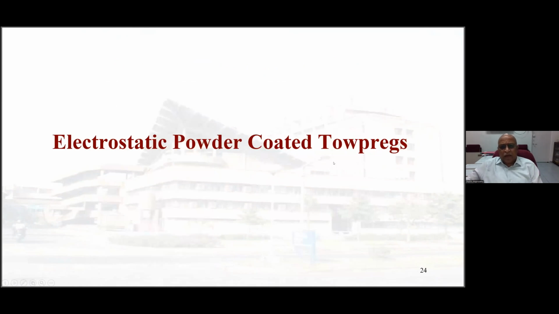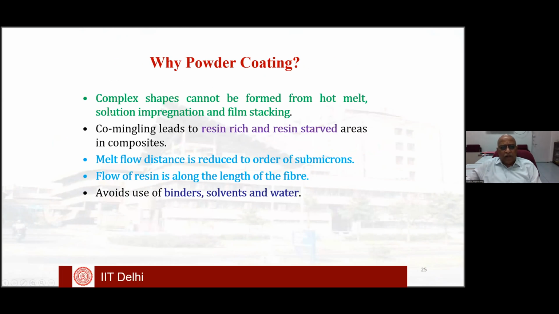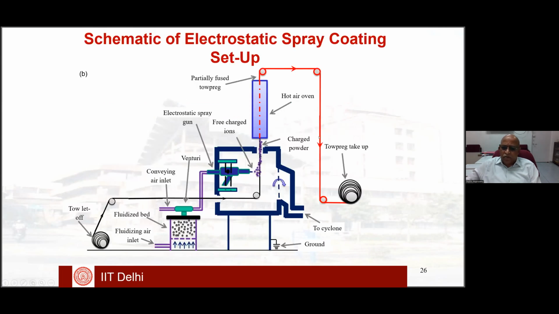Another method we are working on is electrostatic powder coated flexible tow plates. Here, complex shapes cannot be formed with the hot melt, because solution impregnation and film stacking result in stiffer prepregs. The commingling, we have seen, results in some resin-rich areas also, wherever mingling is not good. So the powder coating method is a very simple method which avoids binders and solvents and of this kind, and it also gives very good results.